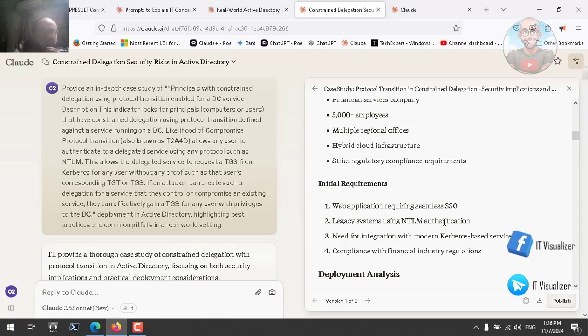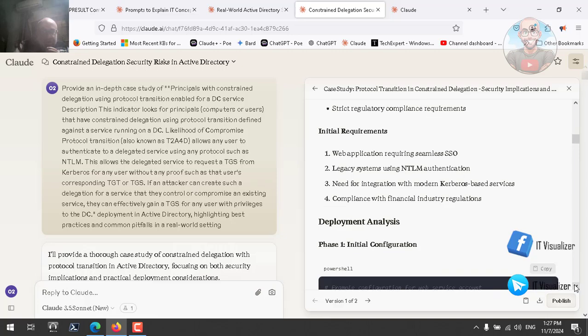Legacy systems use NTLM authentication. Some of these systems use the NTLM protocol for authentication, not Kerberos. Need for integration with modern Kerberos-based services. There are a couple of services using NTLM and a couple of services using Kerberos. So we need to have protocol transition so we can use only one account to access all of these services. Compliance with financial industry regulations.